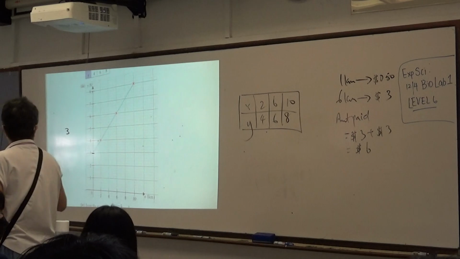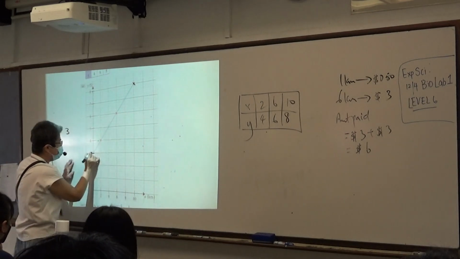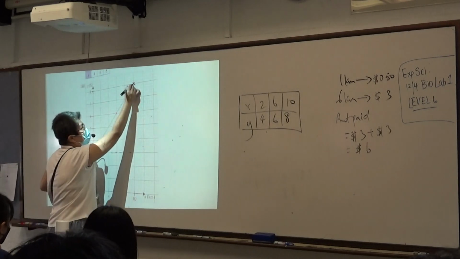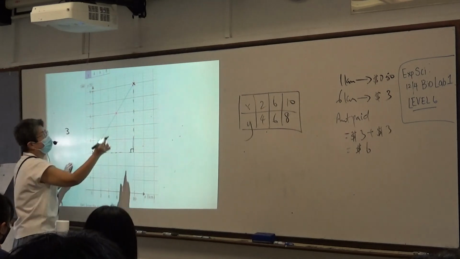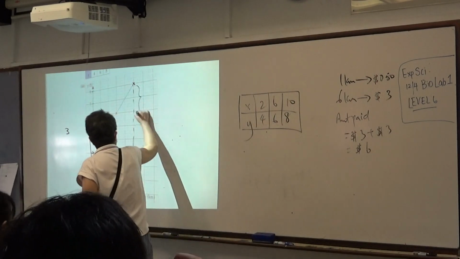Even if you don't believe me, you go and choose two convenient points. Let's say you choose this and this. Okay, I'm going to draw dotted lines. Can you see it's positive? Positive gradient. How much is this unit?